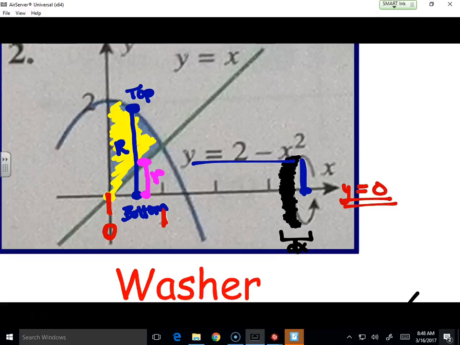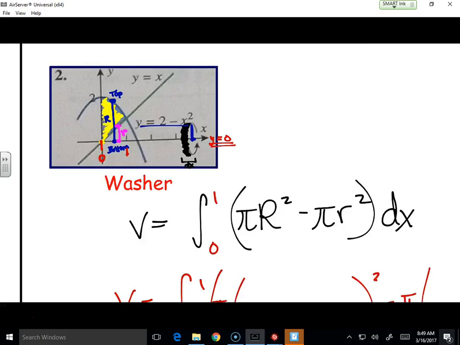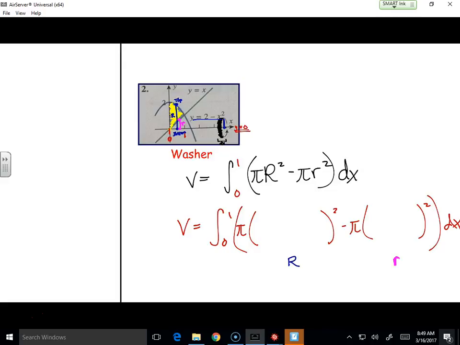So when we go to plug it in, give me 1 second, Brandon. Since we're allowed to do everything in terms of x, we're just going to say, sweet, let's take the top, which is 2 minus x squared, minus the bottom, which is 0. Now, some of you are starting to see, can't we just shortcut and forget about the 0? And the answer is yes, if the axis of revolution is at 0.